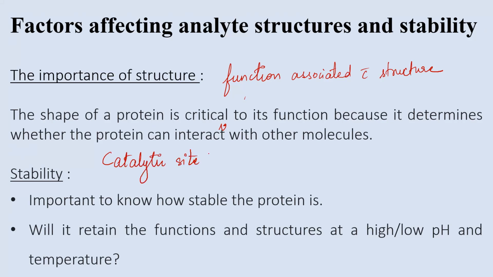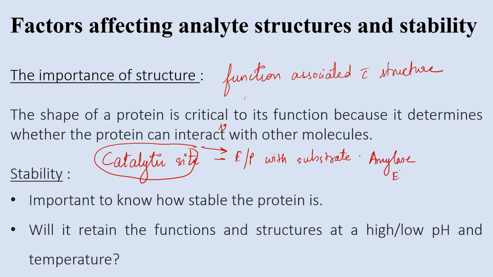So every protein will have a catalytic site. This is the site, like an interaction point of the enzyme protein with the substrate. Okay, so in the digestive system, in your school you have studied about salivary amylase. So the salivary amylase is present in the mouth, and it interacts with the starch in the food. So amylase is the enzyme and starch is the substrate.